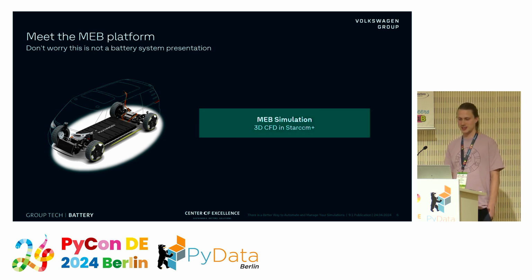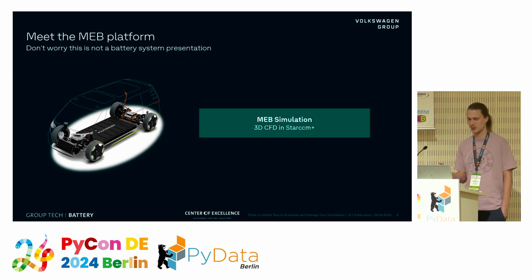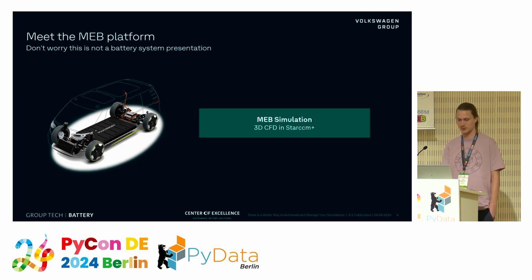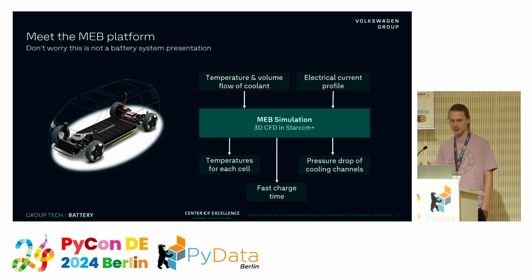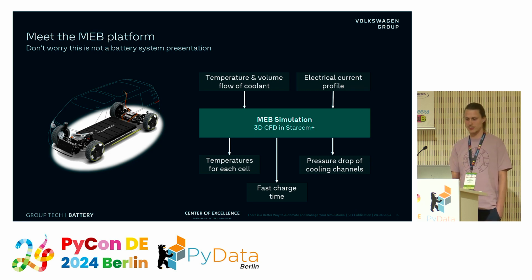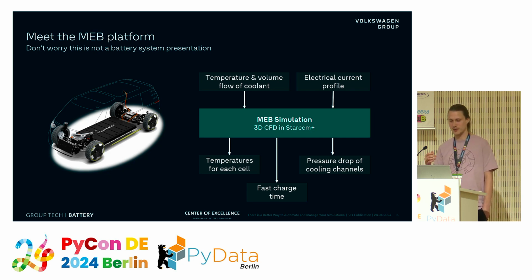So we have a 3D thermal simulation, Computational Fluid Dynamics, CFD, in StarCCM Plus, which is software by Siemens, very popular software for this. And we have some generic inputs: the temperature and the volume flow of the coolant going into the battery system, and also the electrical current profile, which is demanded by the car. And then some generic outputs: we have the temperature of each of the battery cells. We can calculate a fast charge time, and also the pressure drop of the cooling channels, which is how much pressure the cooling pump has to create in order to pump the coolant through the cooling channels.